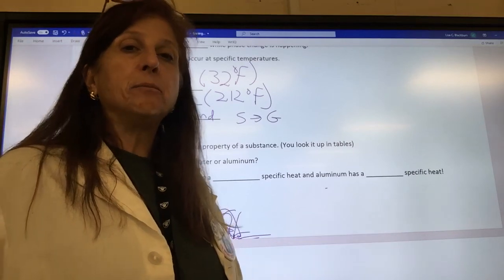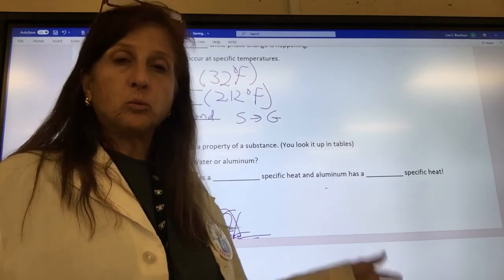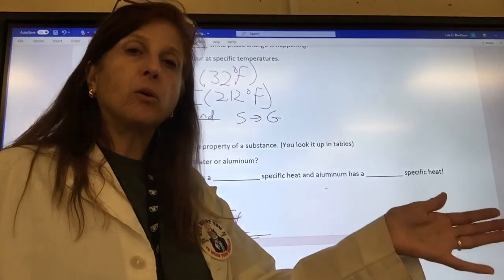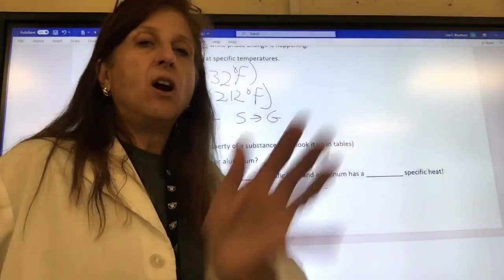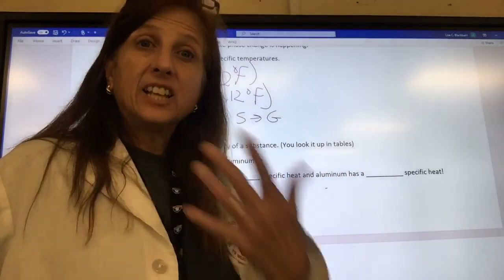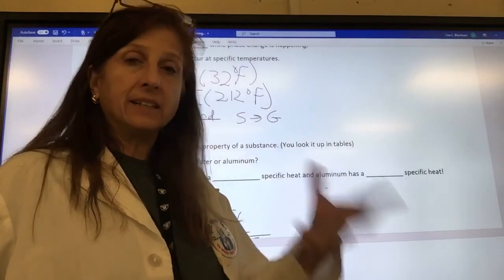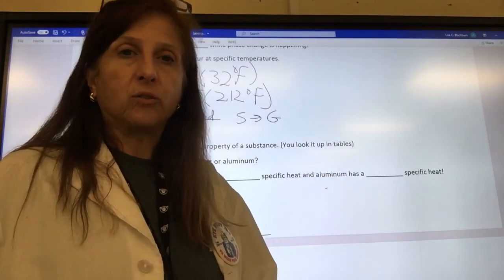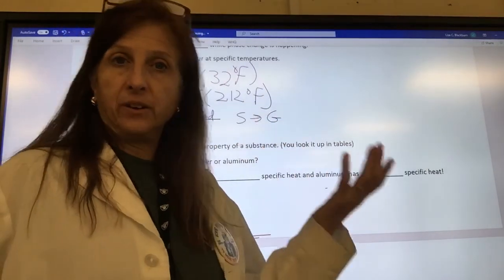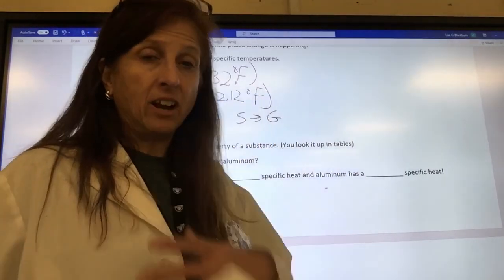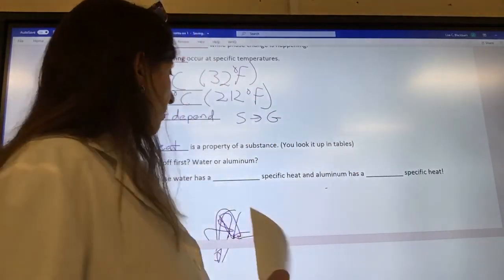But then in a few minutes you come back, which one has cooled off? Has the pot of boiling water cooled down to room temperature or has the aluminum? It's the aluminum. Aluminum heats up quickly, but it also cools off quickly. Water heats up very, very slowly, but then it holds that heat for a very, very long time.